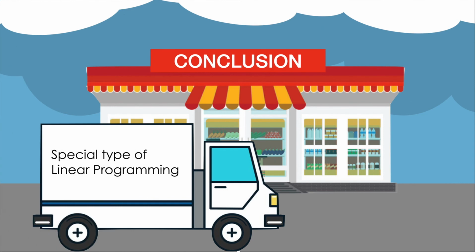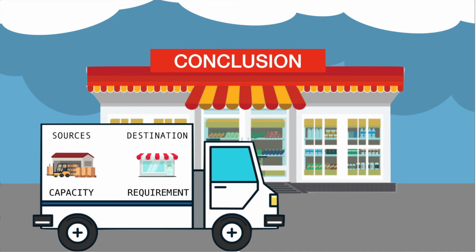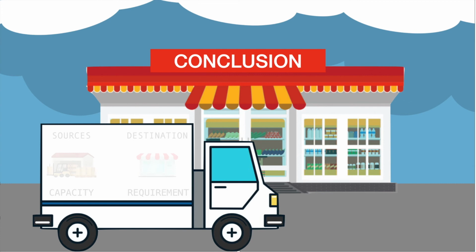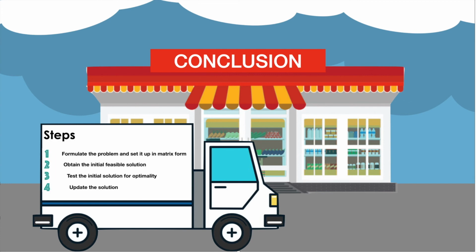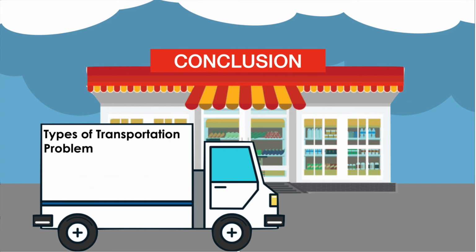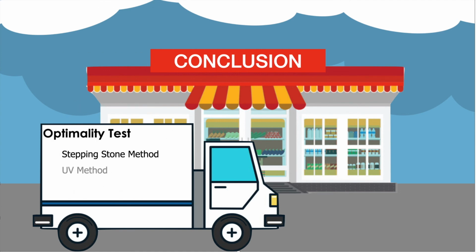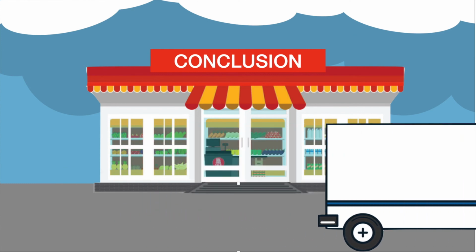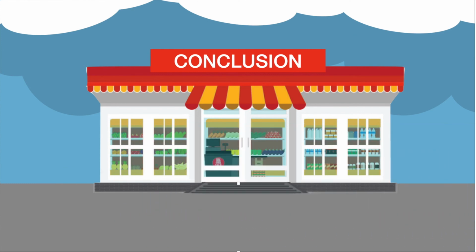In this video, we learned that the transportation problem is a special type of linear programming. Each source is able to supply a fixed number of units of the product called capacity, and each destination has a fixed demand called requirement. The steps in solving a transportation problem. Types of transportation problem. Different ways of finding an initial feasible solution. And two optimality tests. I hope that you learned something from this video and realize how mathematics is used in the real world.